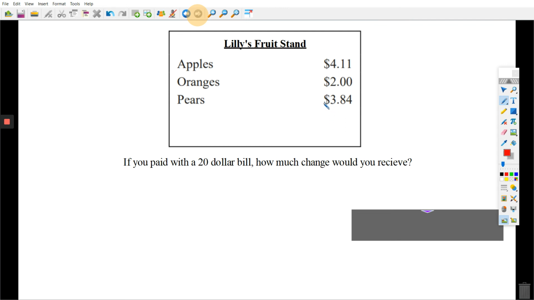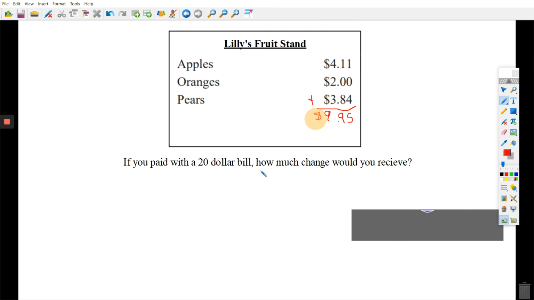So we can add right here. So we know the total. 1 plus 0 plus 4 equals 5. 1 plus 0 plus 8 equals 9. Bring down the decimal point. 4 plus 2 equals 6. And 6 plus 3 equals 9. So the total amount spent is $9.95. But we're not done yet.